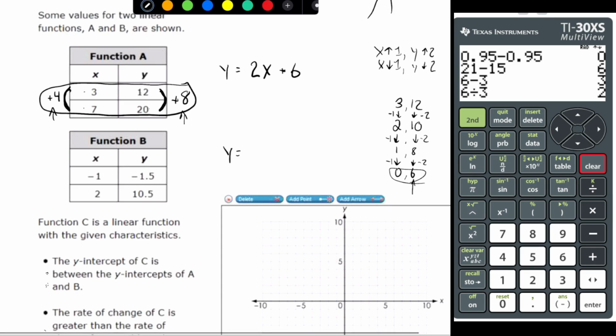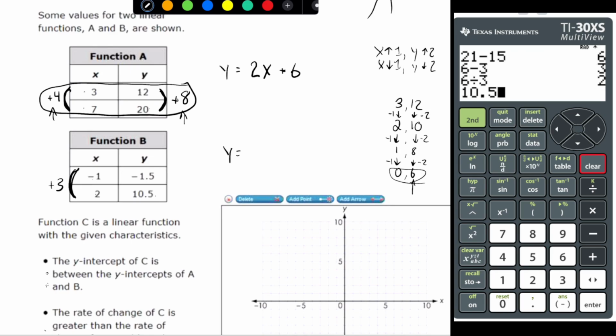All right, we go to our next problem, our next function. Our slope, 2 minus negative 1 would be positive 3. 10.5 minus 1.5. Even I'm going to double check my math on this one. And y'all know me, I pride myself on my mental math skills. But, okay, that is 12. So we find our slope. 12 divided by 3. That gives us a slope of 4.